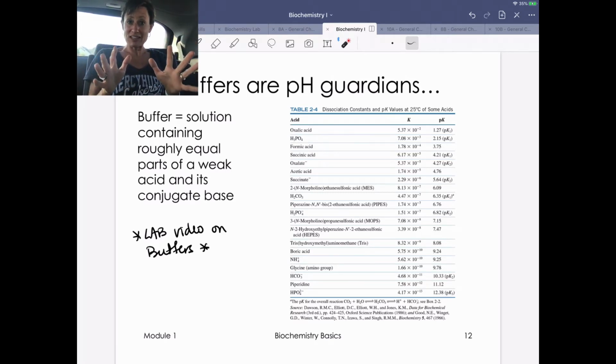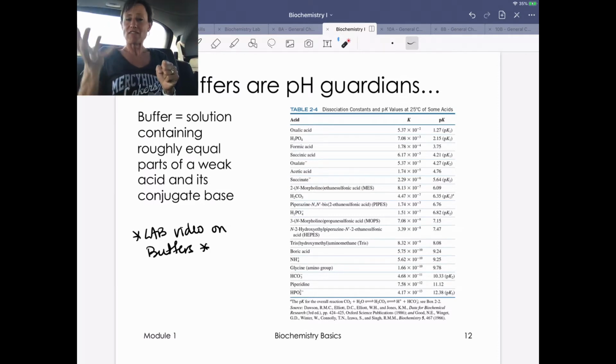All right, so envision this. If I've got a weak acid and its conjugate base, the weak acid can react with any of the sodium hydroxide I might add. So if I add that sodium hydroxide, that hydroxide will react with my weak acid and gets neutralized. Okay, so we're not going to have that dramatic change in hydroxide concentration.